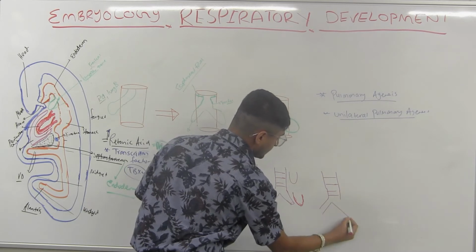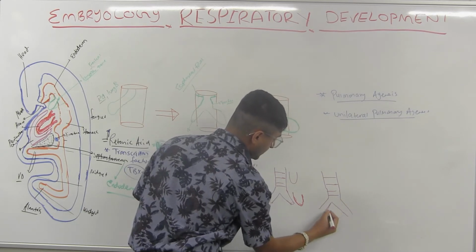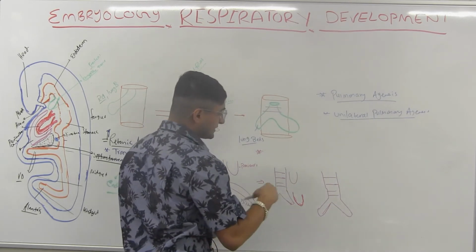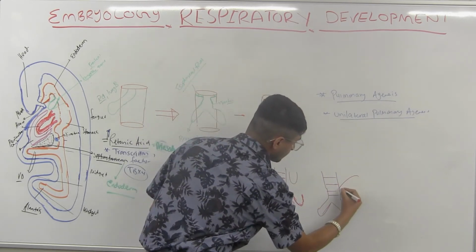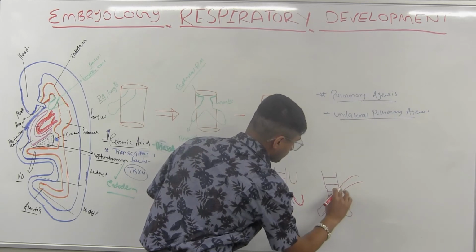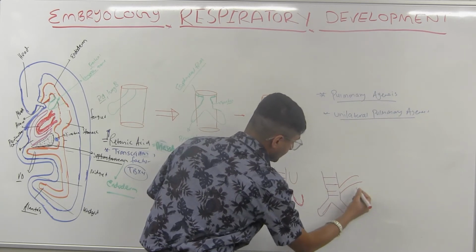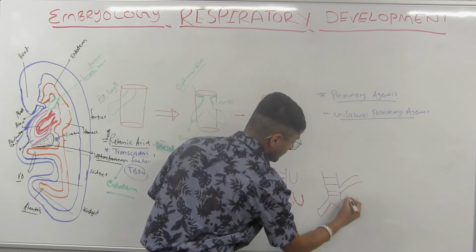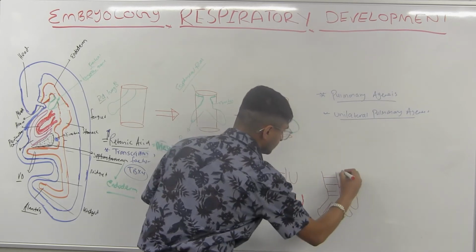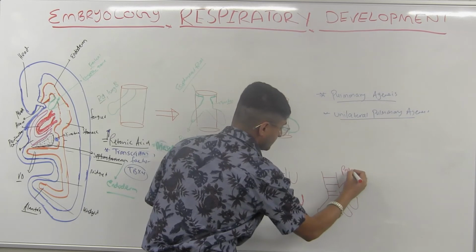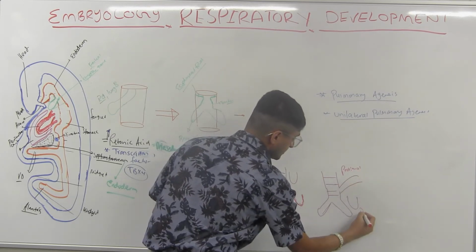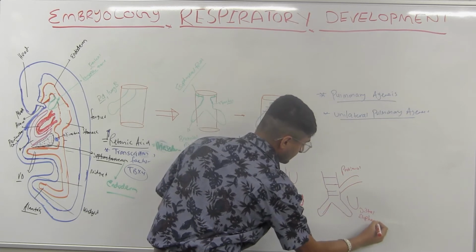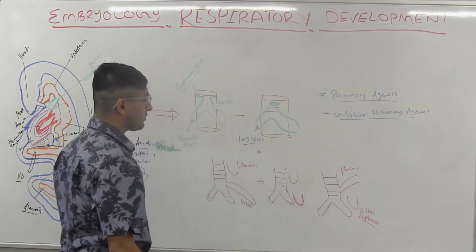And then you have this structure right here, the bronchial buds and all that stuff. What happens is that the proximal end of your esophagus is connected with this, but your distal esophagus is not connected like that. So this is the proximal end right here, and there's a distal end of the esophagus.